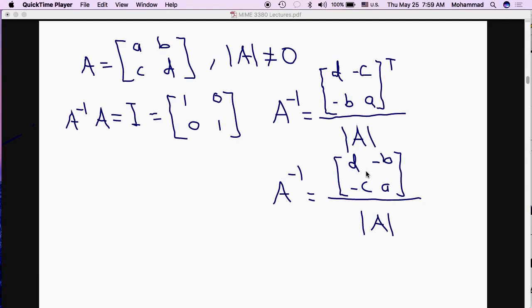Their sign switched. So the diagonal terms switch places, the off diagonal elements switch sign, and the whole thing is divided by the determinant of matrix A. Now, how can you tell if we did this correctly? You need to take this matrix A inverse and multiply it by A, and if the result is the identity matrix, this is the correct inverse. If it is anything else, this is incorrect.